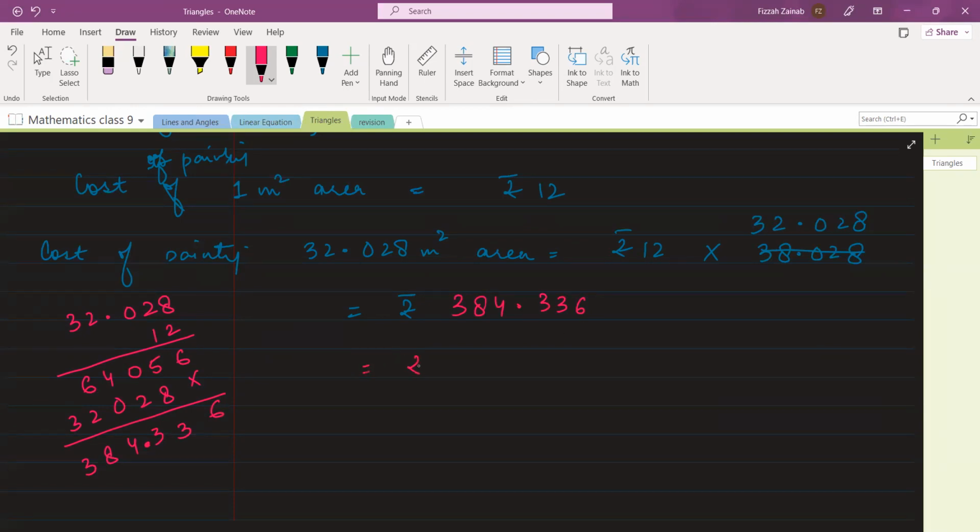So this will become rupees 384.3. Now this will become 4, right? Approximately. I think round off, you remember, when the next digit is either 5 or it is greater than 5, so the previous digit increases by 1.